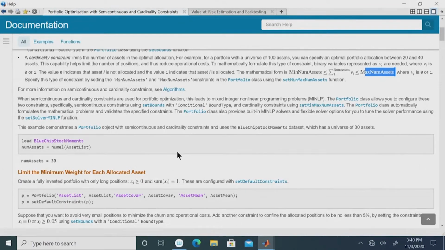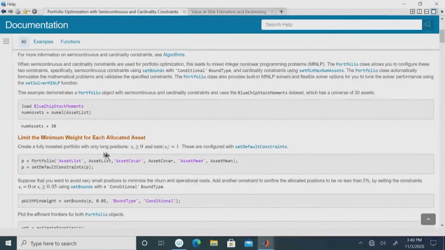Now, we first begin with a scenario where we limit the minimum weight for each allocated asset. So, we carefully invest in a portfolio and have only long positions. This means that I will disallow short selling. So, in this case my x_i is going to be greater than or equal to 0, and of course, the customary constraint that the sum of the weights, that is the sum of x_i, is going to be equal to 1, and these are already included in the configured set default constraints.